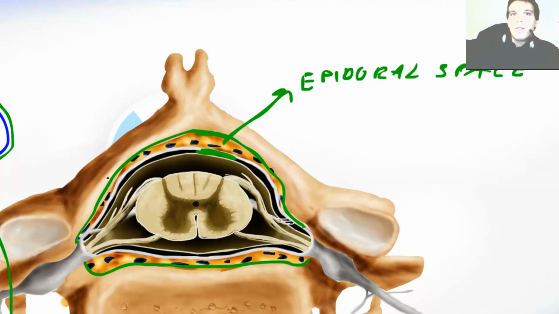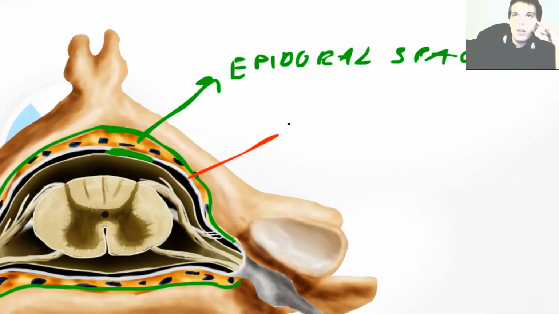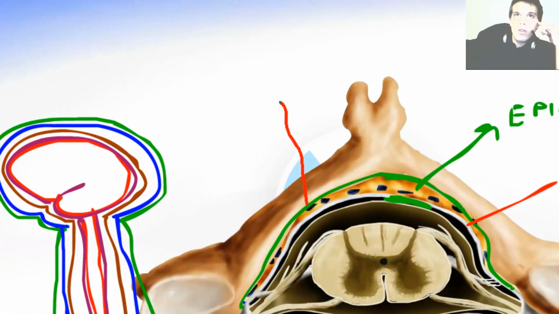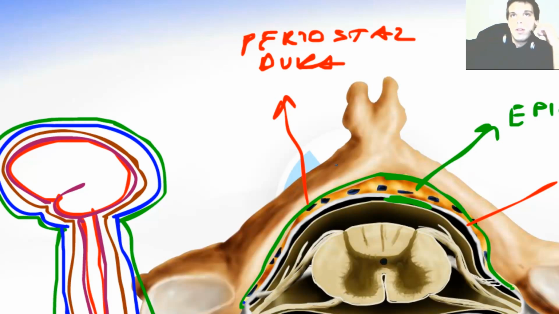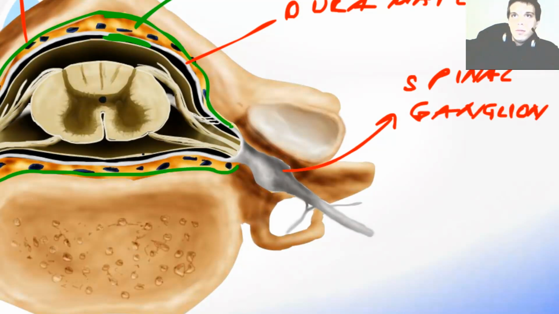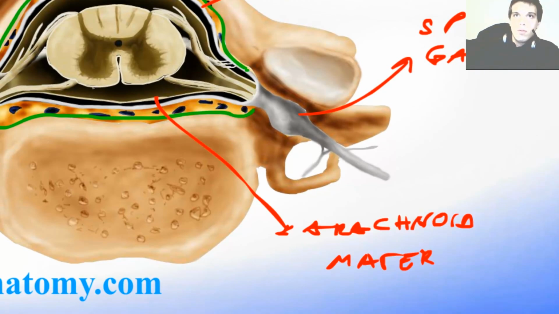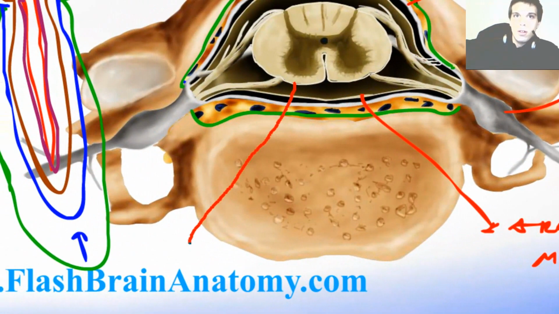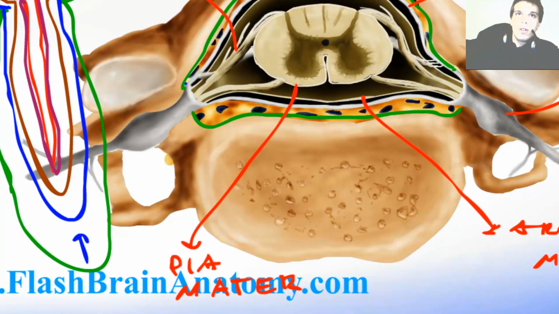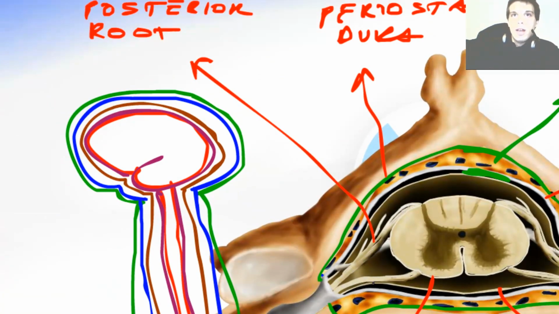Now I will just write everything fast that we have learned. We had the inner layer of dura mater, and over here was also dura mater, but the outer, the periostal dura mater. Then we had the spinal ganglion over here, the arachnoid mater, the very thin layer of pia mater. We had the posterior root of spinal nerve. Then we had the anterior root.